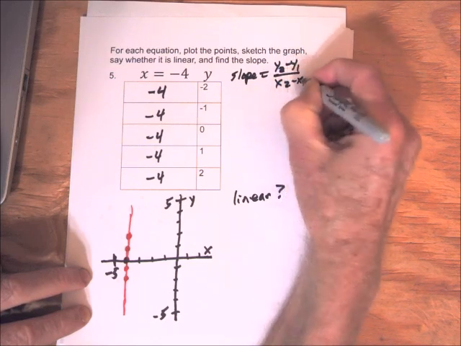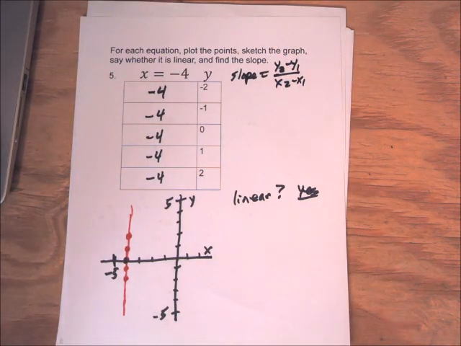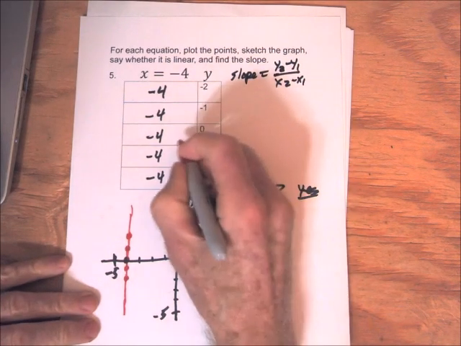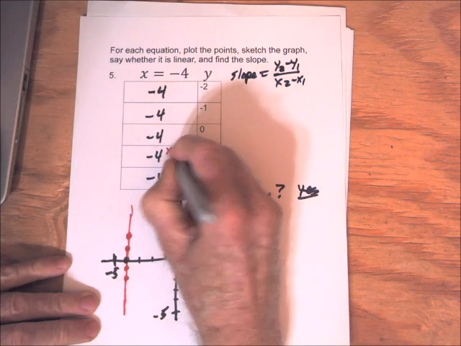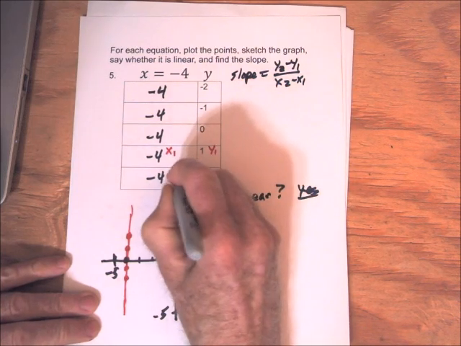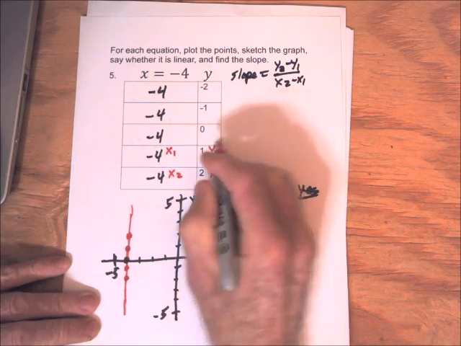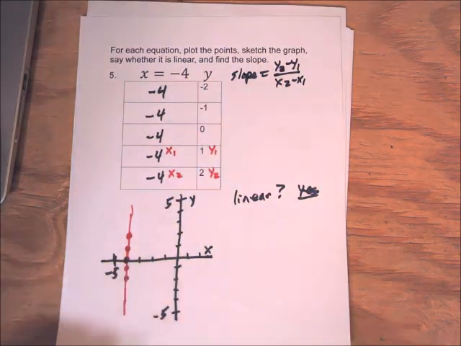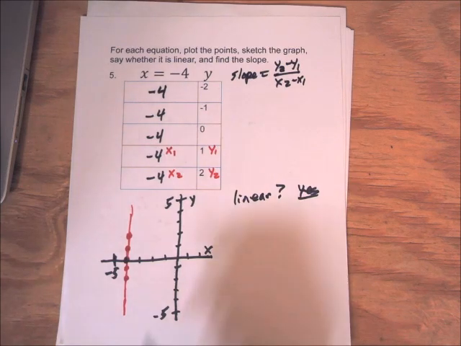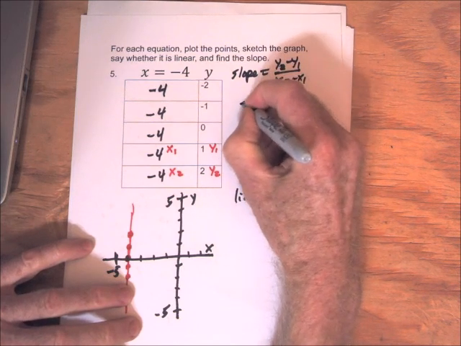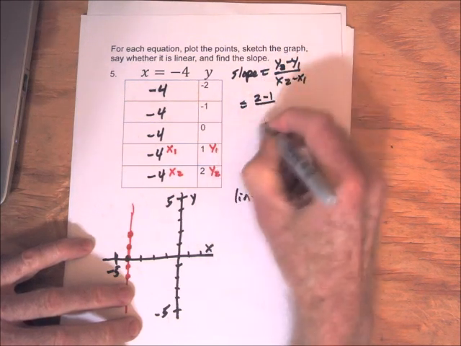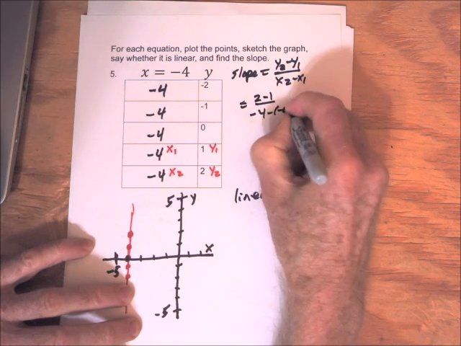You can write this as y2 minus y1 over x2 minus x1. And let's label these points here. Let's say this is x1, y1, x2, y2. We can use whatever points we want, but I'm going to use these points here. x1 is -4, y1 is 1. So it's going to be y2 minus y1. That's 2 minus 1 over negative 4 minus the negative 4.